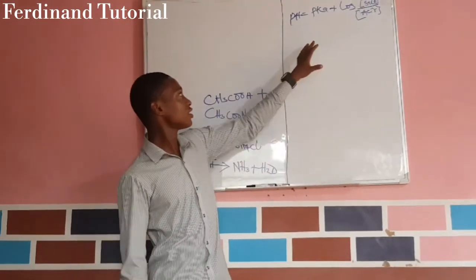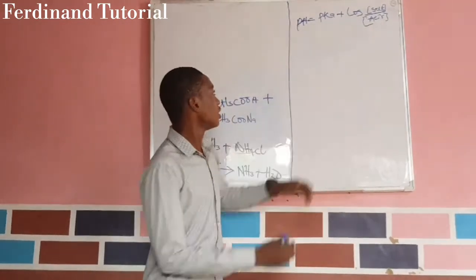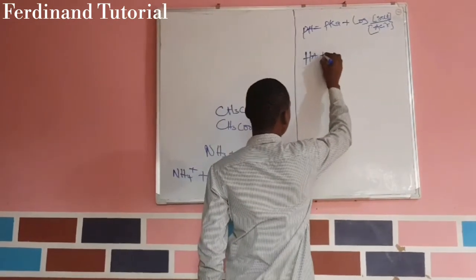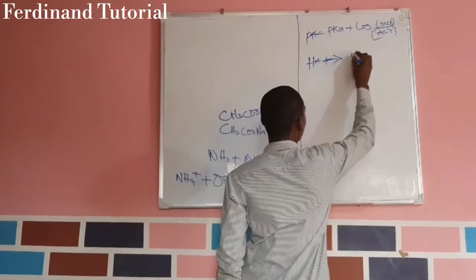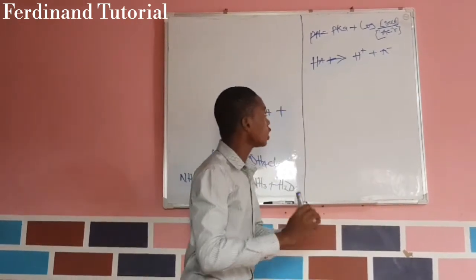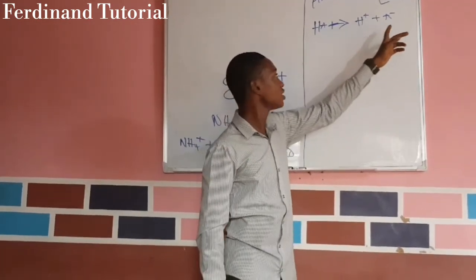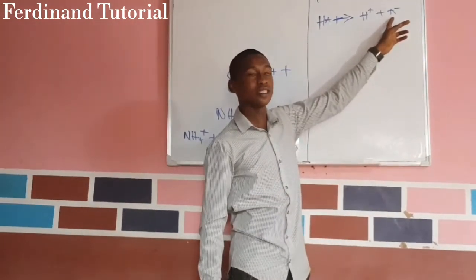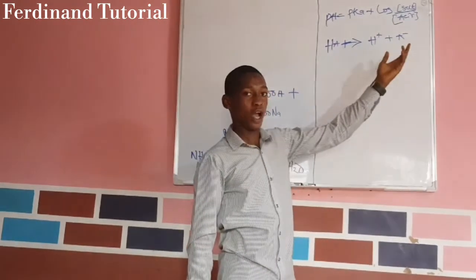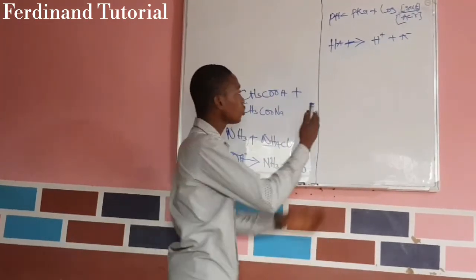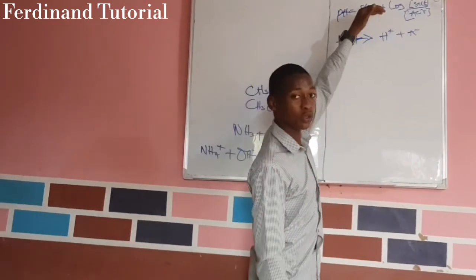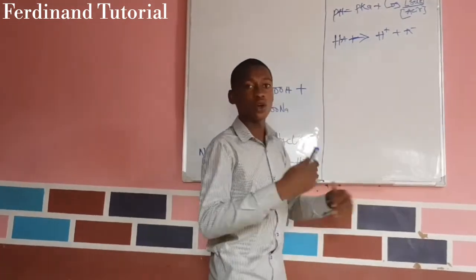Let us derive the equation. Now let's say that a weak acid ionizes. Let's take this weak acid for example. It ionizes to form H plus and A minus. This H plus is a proton, while this A minus is a conjugate base. Are you getting it? This is an acid, this is a conjugate base, which you can also call a salt. From this equation, we can prove that the Henderson-Hasselbalch equation can be used to solve questions concerning buffers.